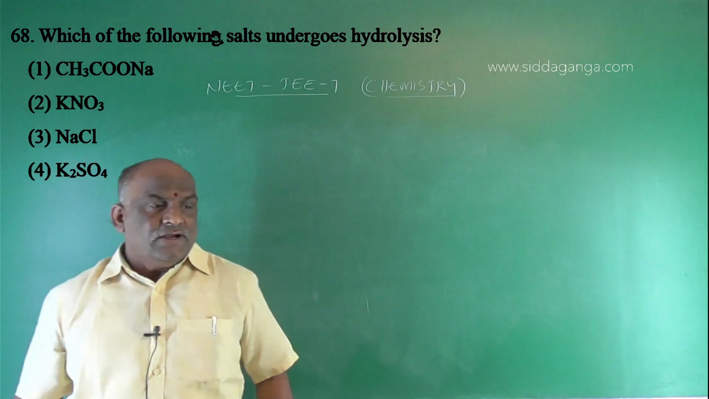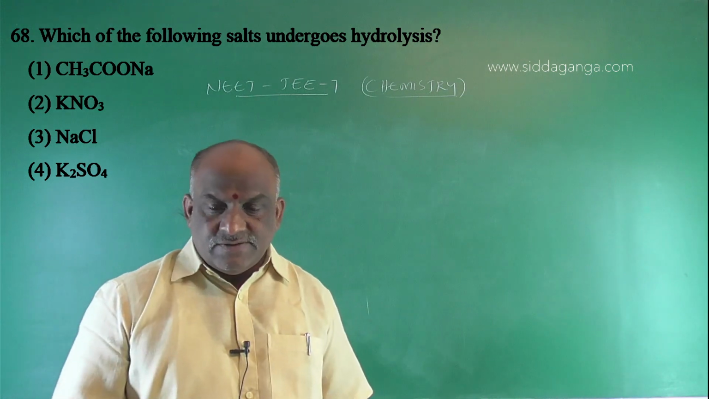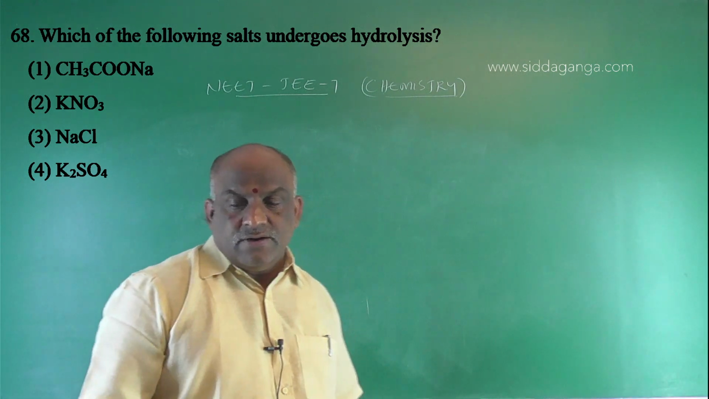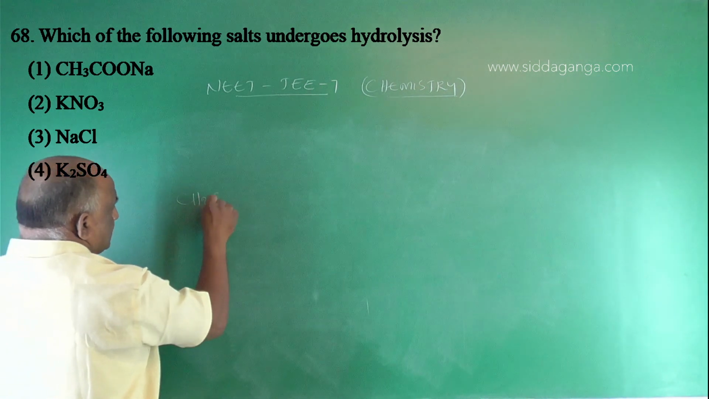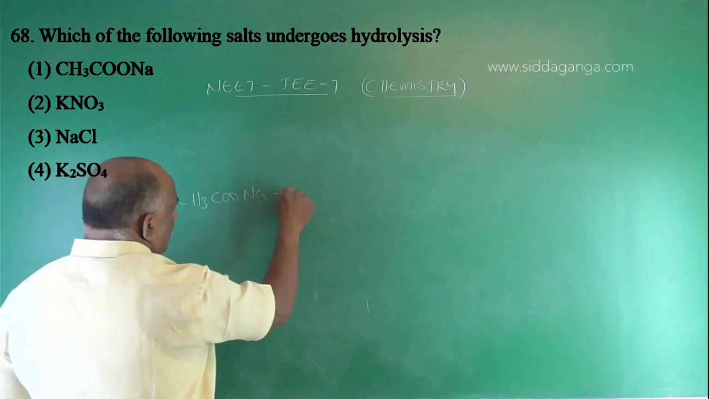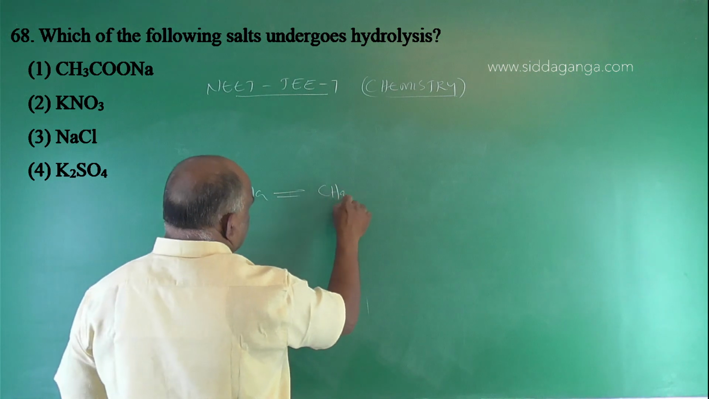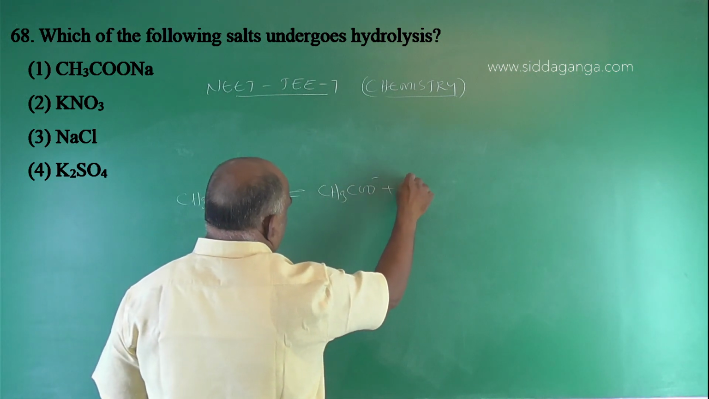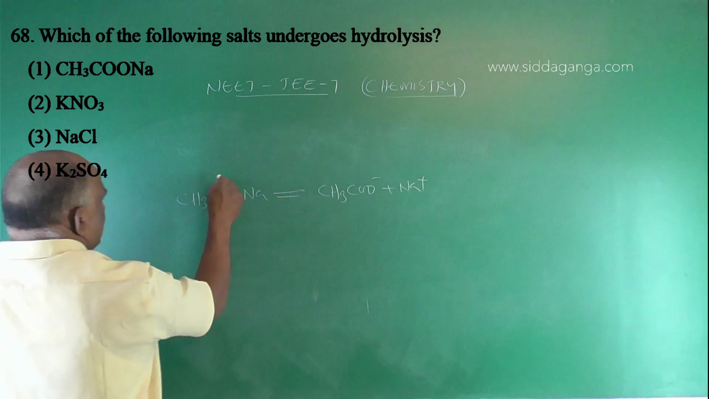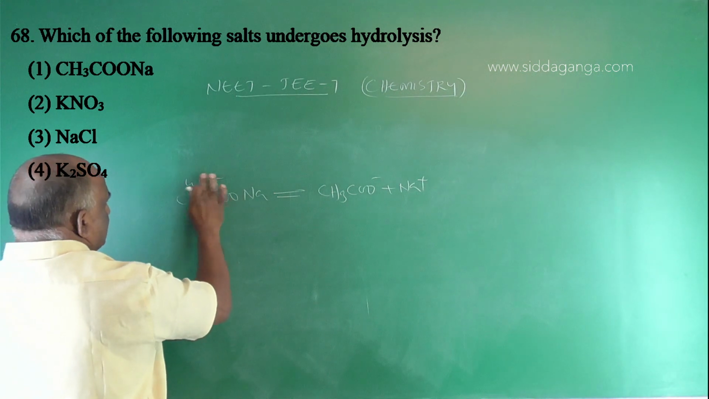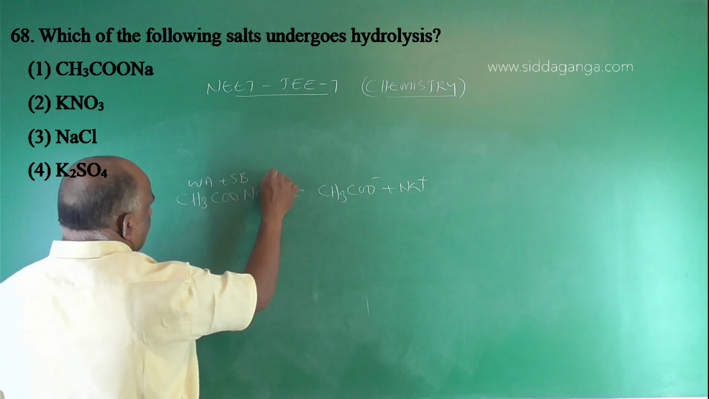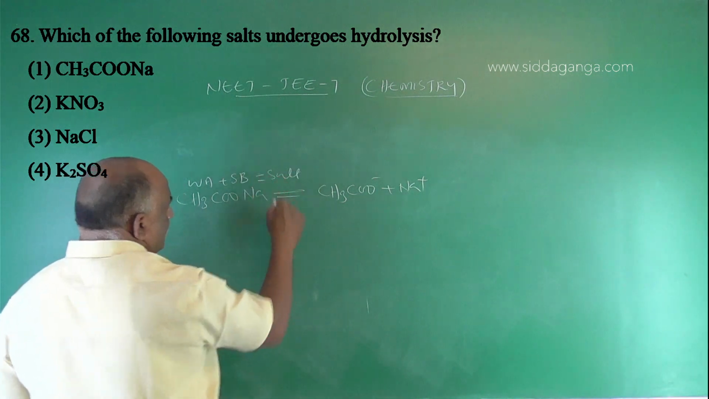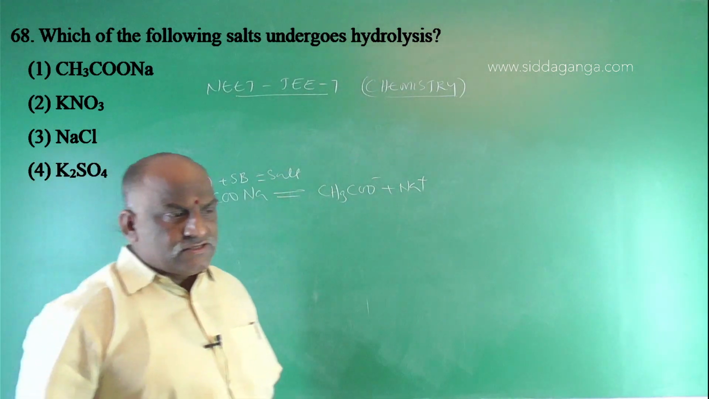Which of the following salts undergo hydrolysis? Option 1 only we should go with. CH3COONa only undergoes hydrolysis, giving rise to CH3COO minus and Na plus, because it is obtained from a weak acid plus strong base. The salt is called a weak acid strong base salt.